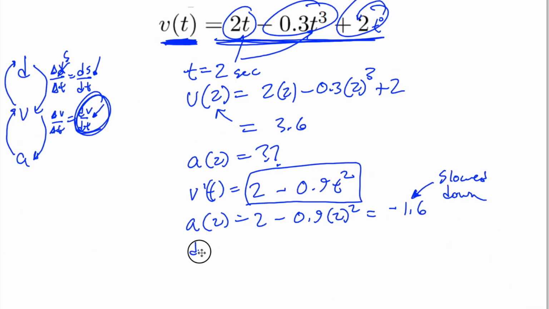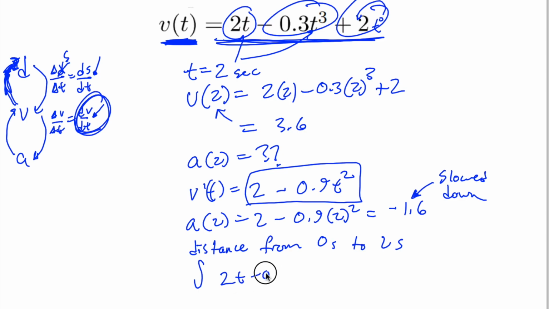Well, let's say I wanted to find the distance traveled from 0 seconds to 2 seconds. Distance comes from the displacement. So I'm going from velocity to displacement. I'm going backwards, so it's going to be an antiderivative or integral. So integrate our formula. So then it's the integral of 2t minus 0.3t cubed plus 2 dt, because this is in terms of t.